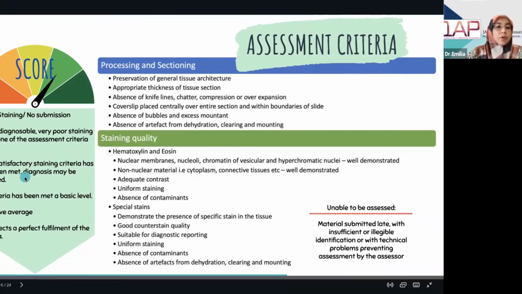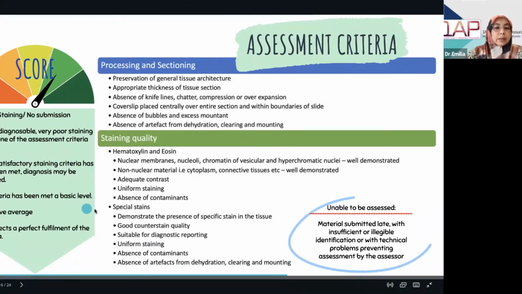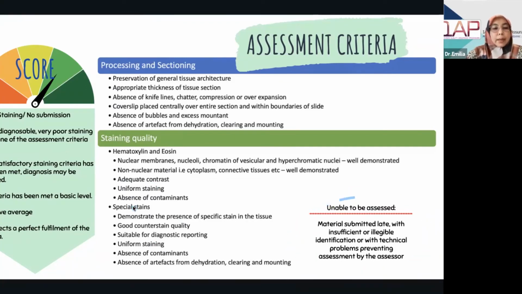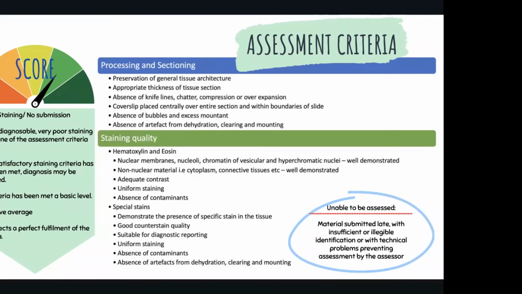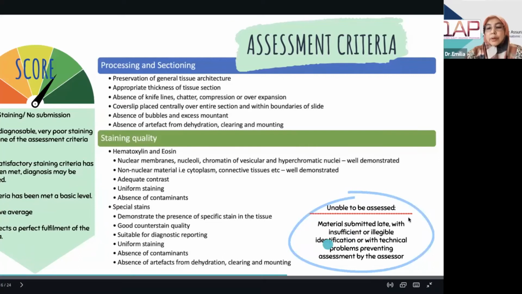And these are the scores, from 0 to 5. 0, no staining or no submission. 1, undiagnosable. 2, unsatisfactory staining, where the criteria have not been met. 3, the criteria have at least met the basic level. 4, above average, and 5 is perfect. When you have not submitted the material, or the material was submitted late or is insufficient, or there is a technical problem preventing assessment by the assessor, this will be categorized as unable to assess, or zero.